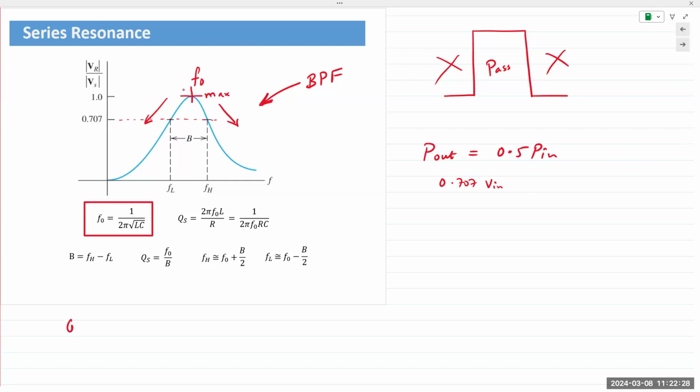We can also describe it in terms of omega. So omega 0 is simply 1 over root of LC. Omega is 2 pi F. You take 2 pi on the other side, you get 1 over root of LC. Yes, for a series resonant circuit, yes. Even for a parallel resonant circuit, it's the same.